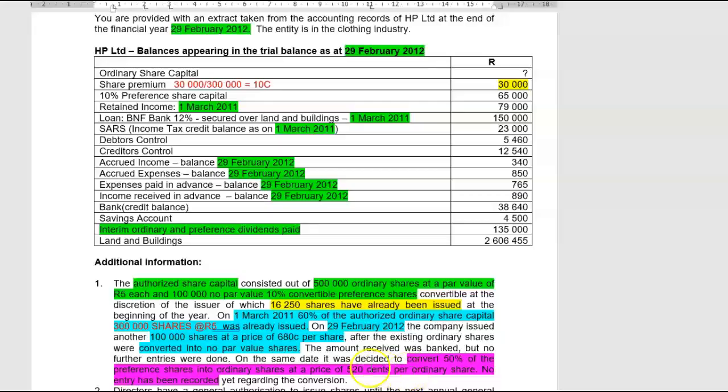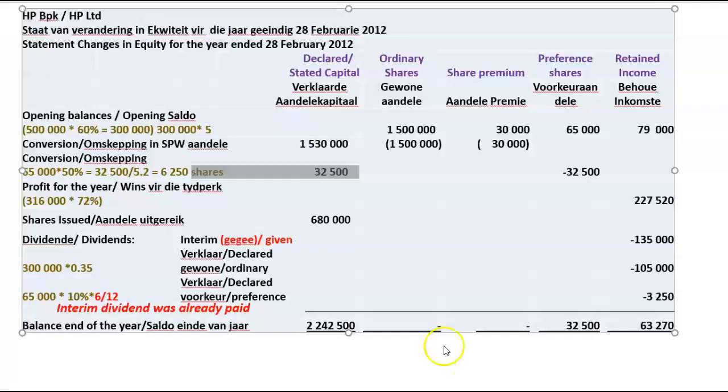The question says the share price of those ordinary shares, which were now issued in exchange for the pref shares, is 520 cents per share. So how many ordinary shares did we have to issue in order to make good that 32,500 Rand worth of pref capital which was cancelled? Well, 32,500 divided by 5.20 Rand gives us a total of 6,250 ordinary shares which were issued in exchange for those preference shares which were cancelled.